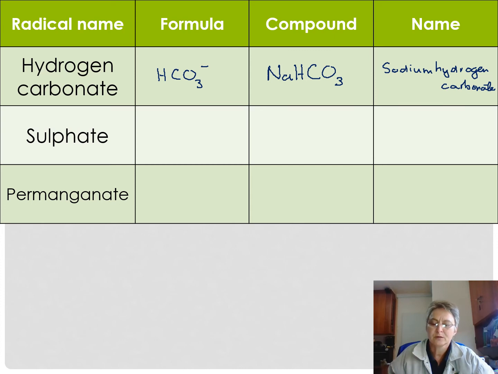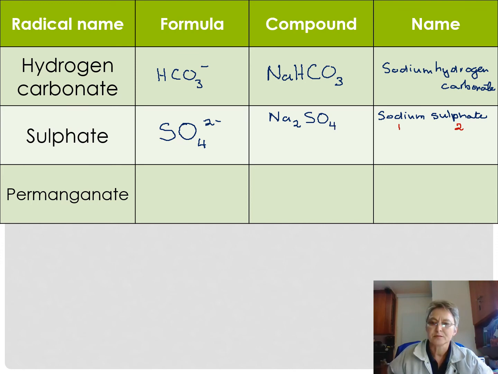Next compound ion I want us to look at is the sulphate ion, SO4 2 negative. The compound I want us to look at is sodium sulphate. Now sodium is in group 1, its valency is 1, sulphate's got a 2 negative charge, so its valency is 2. So when we write the formula, there must be 2 sodiums joined to the sulphate ion.